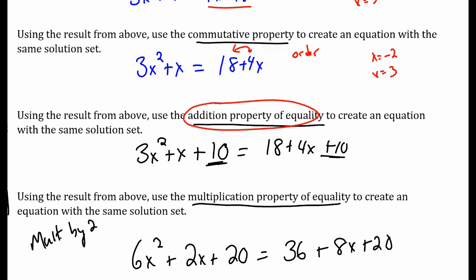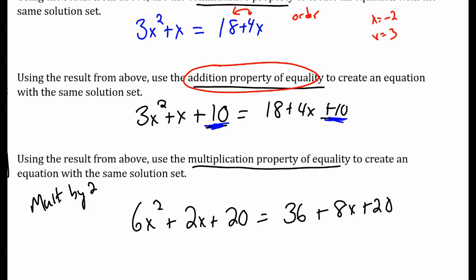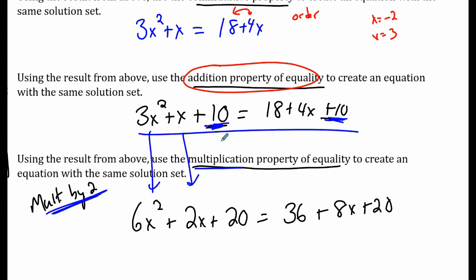For some reason, I picked 10. 10 was the number that came to mind. So I added 10 to both sides. If I add 10 to this side, I've got to add 10 to that side. Then it said use the multiplication property of equality. So I took everybody here and I multiplied them by 2. Times 2, times 2, times 2, times 2, times 2, times 2. As long as I multiplied everybody by 2, I did a legal thing and I didn't change the solution sets. The solutions to every equation you've written down, hopefully, should be negative 2 and 3.